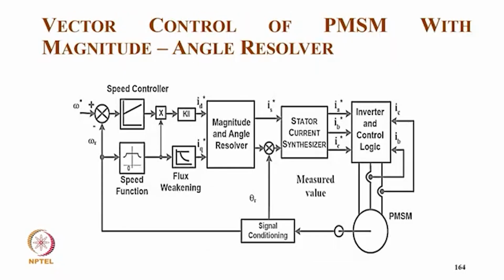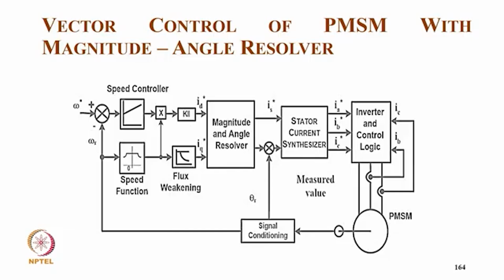Then similarly we have a voltage control for PMSM with magnitude angle resolver. So we have from the resolver the theta R, and from theta R we get the speed. So for speed control we get the torque producing component, and from field flux we get the ID as well as IQ.